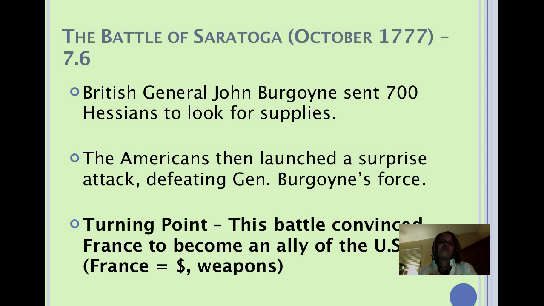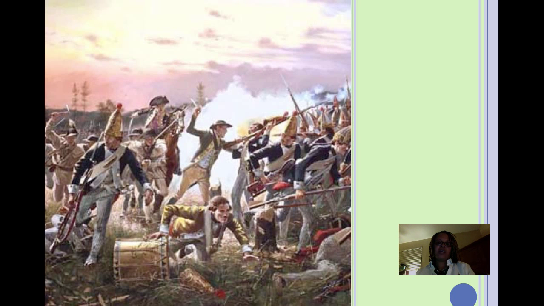A couple years ago, the students tried to find a way to remember this, and they said the Battle of Saratoga is when the French came over. So use it if it helps you. This battle convinced France to become an ally of the United States. France, of course, equaled money, weapons, and soldiers. I don't have that on my slide, but it also meant more bodies as well. So here's just an image of the Battle of Saratoga, a painting.